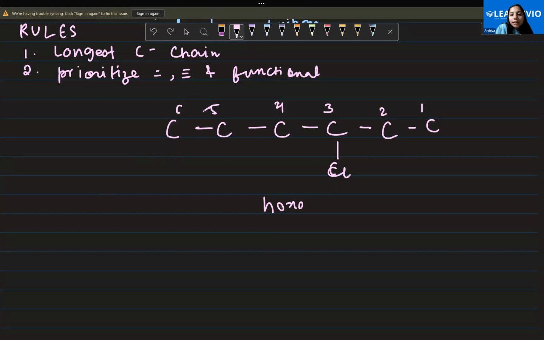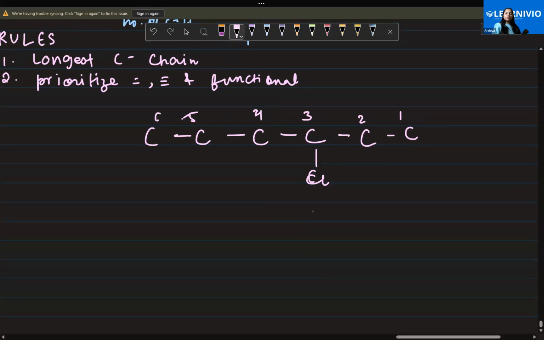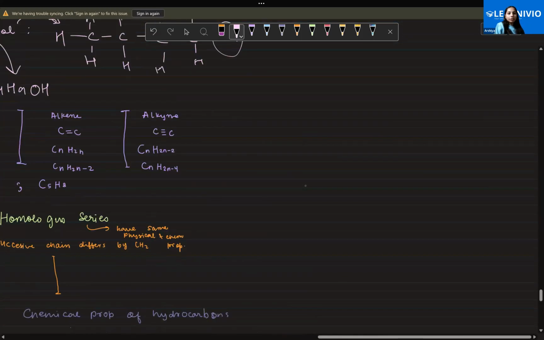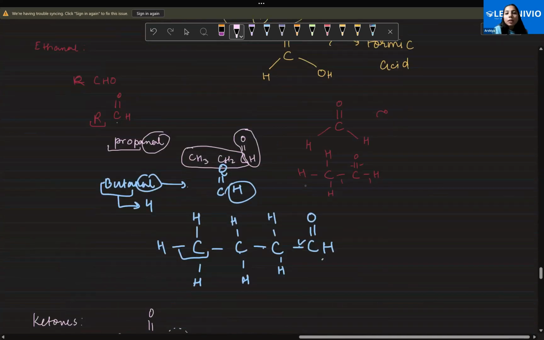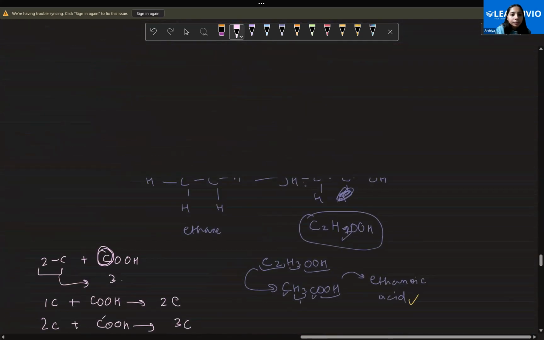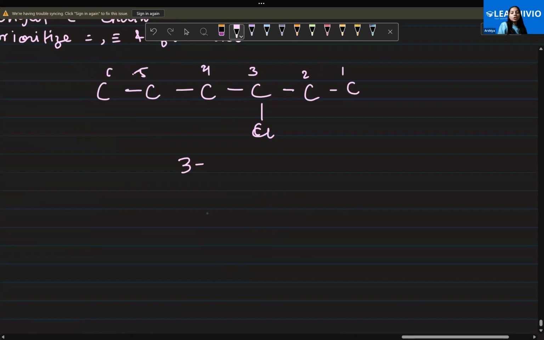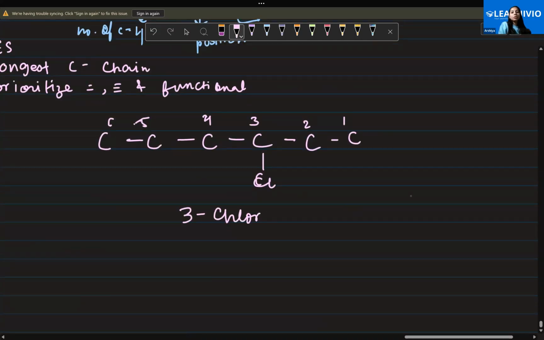So I'll name it exactly the same way I did with methyl. At which position is chlorine? Third, right? So 3. Instead of writing chlorine, in the previous class we did chloro from the functional group table. So what will I write? Chloro. Yes, very good. So 3 chloro, third position, and the whole chain hexane is 3 chlorohexane. Clear? Easy.